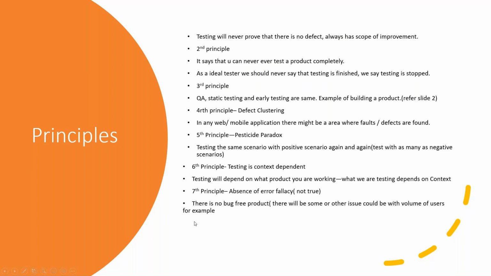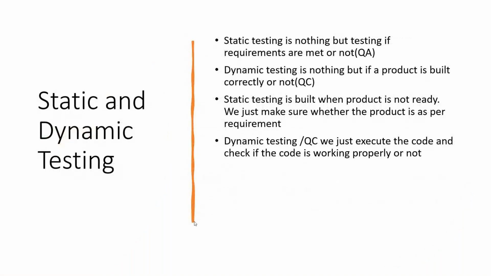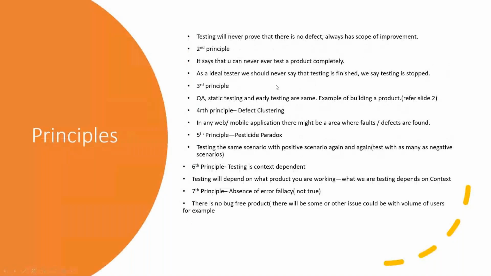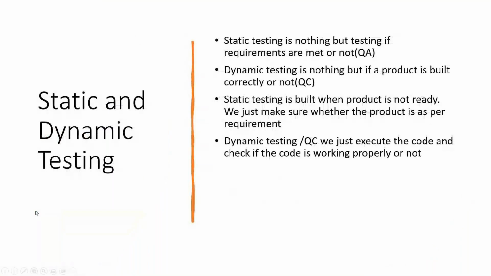But as a tester, you have to have this in mind that you should be ready to do any kind of testing. Okay. So now here in the third principle, what I told is QA and static testing and early testing are same. Okay. So now we'll learn about two types of testing. What are the two types of testing? First one is static testing. Static testing is nothing but testing if requirements are met or not. So this is generally called a QA thing that we do.